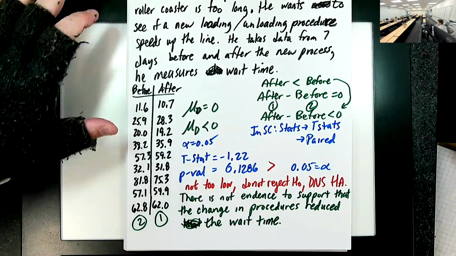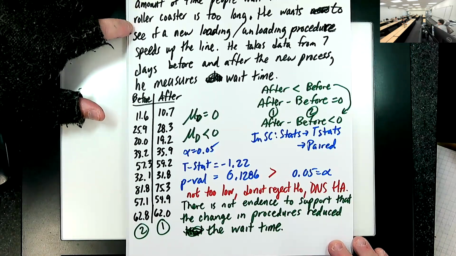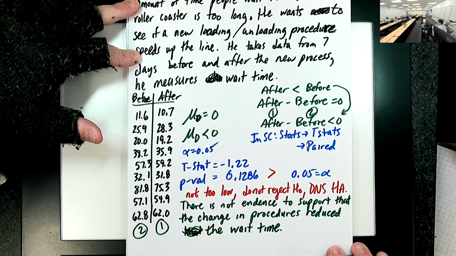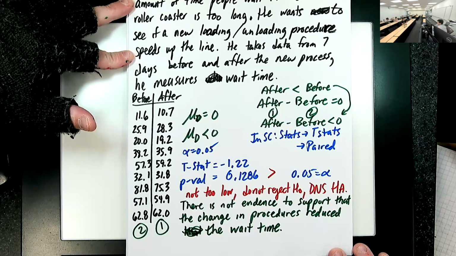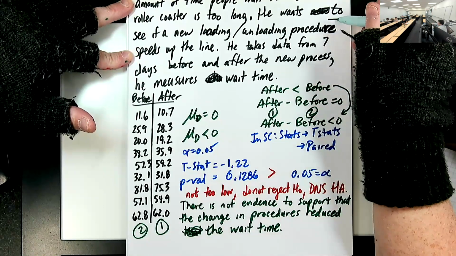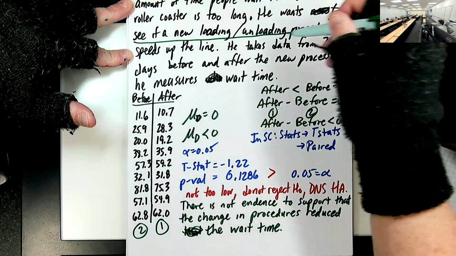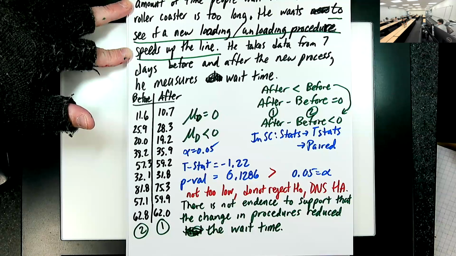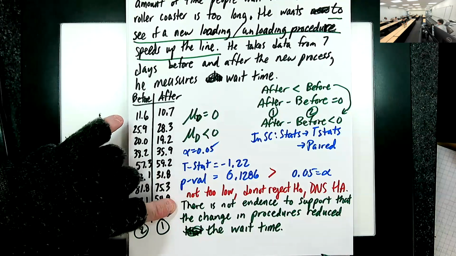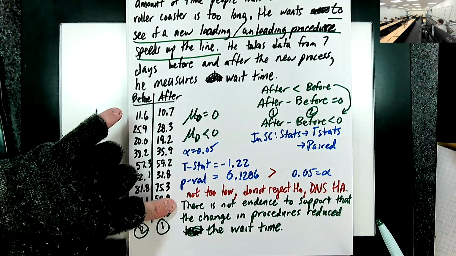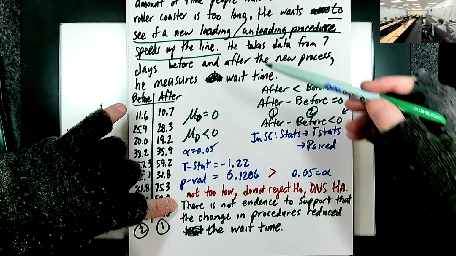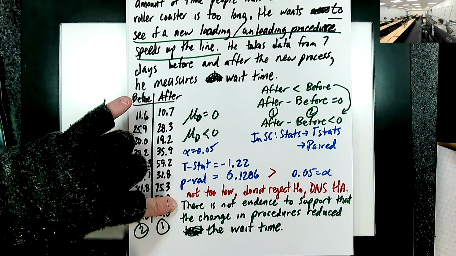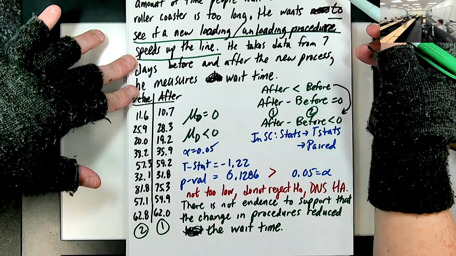This is one of those examples where if I tried to jack up the sentence up here, it's going to look funny. Like this is the line we're referring to: a new loading unloading procedure speeds up the line. Actually, we could put it there. There is not enough evidence to support the claim that the new loading unloading procedure speeds up the line. We could have jacked it. I just wouldn't have added the "to see" part.